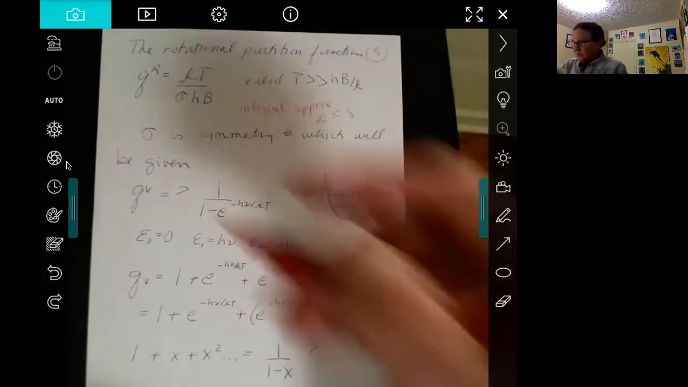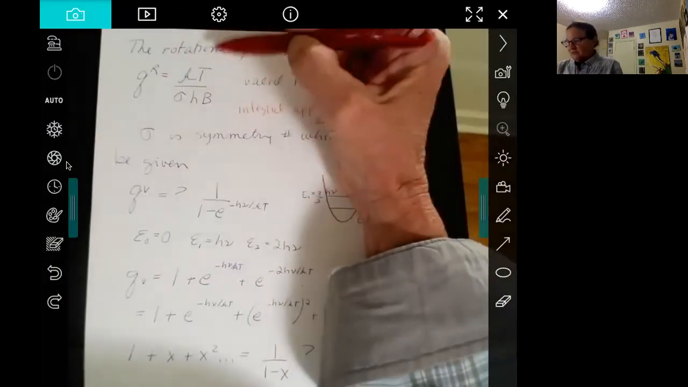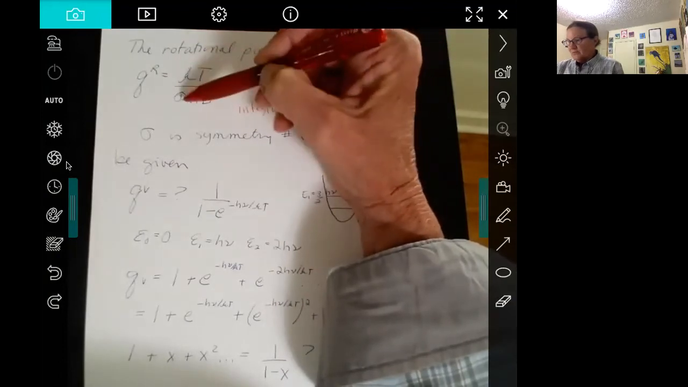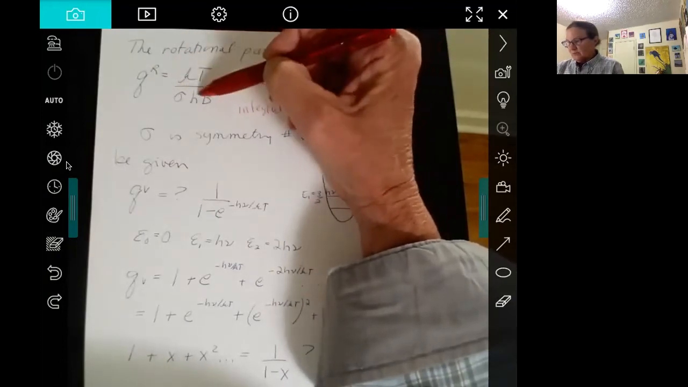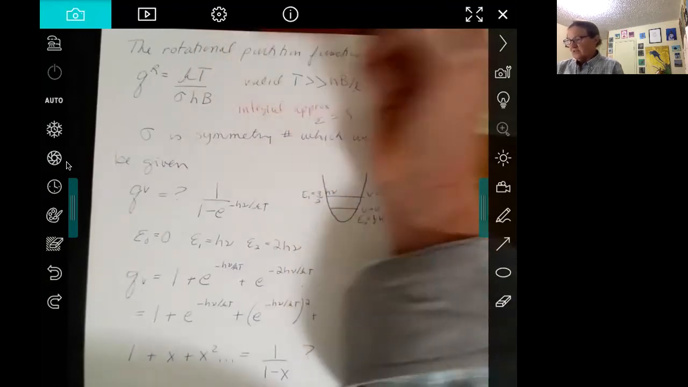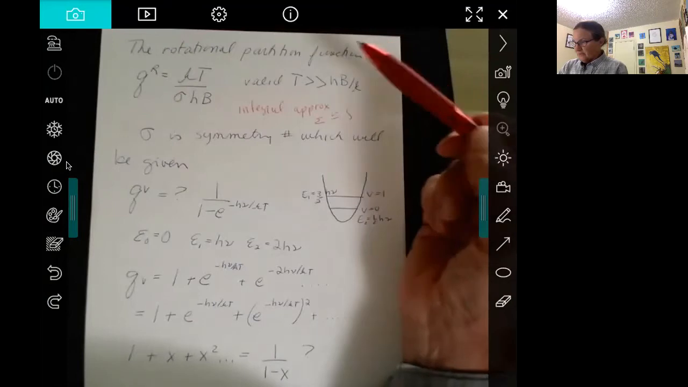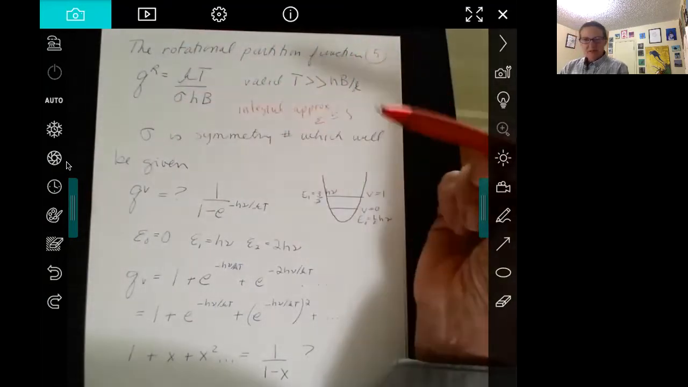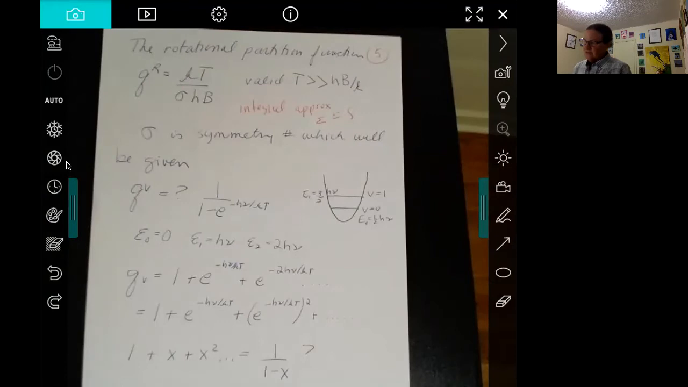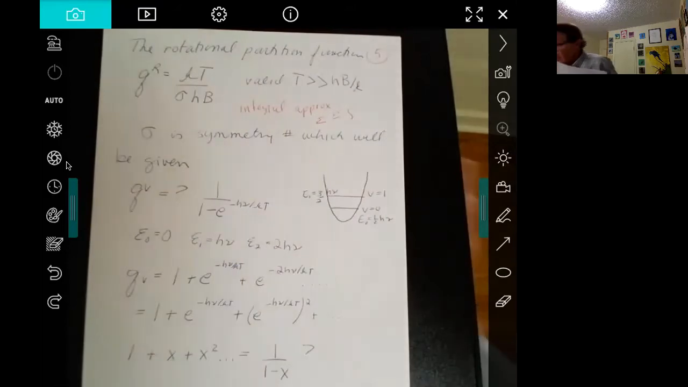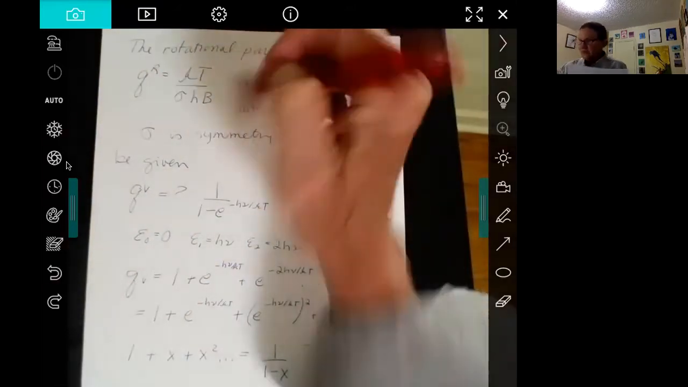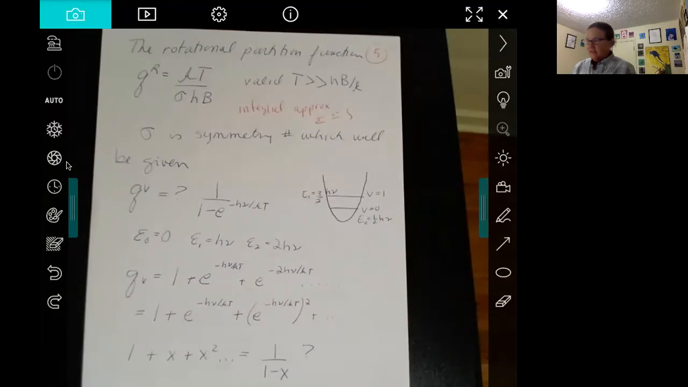And what you end up with is the rotational partition function is Boltzmann's constant times temperature divided by the symmetry number times Planck's constant times the rotational constant for whatever molecule you're talking about. And I'll always give you the symmetry number because we haven't talked much about it, but it really has to do with how many different ways you can rotate a molecule and have it look the same. So we have a nice rotational partition function, same approximation that the summation could be replaced by an integral.